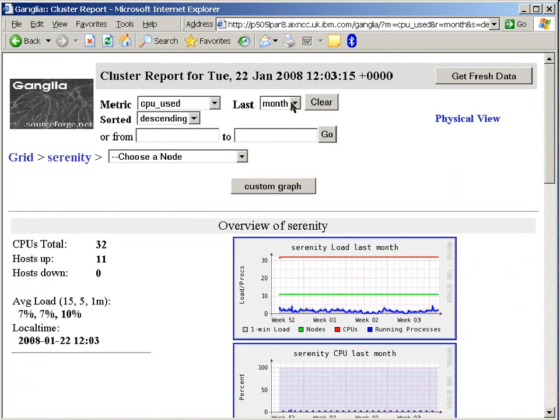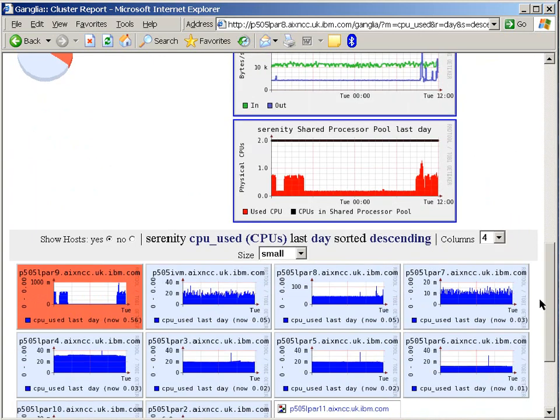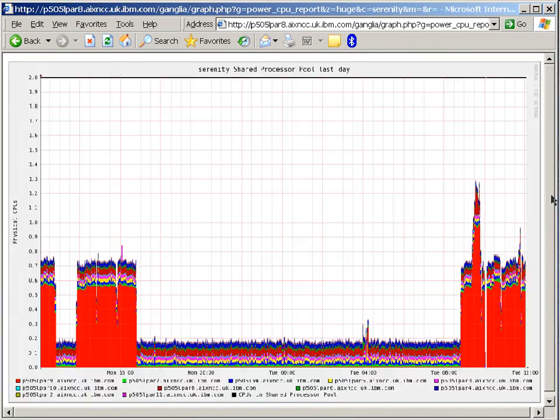Let's go back to, let's say, the last day, and this graph here shows us the shared processor pool. All these workload partitions here are working out of a shared pool, and we can see the overall shared pool. We have 2 CPUs in here, and we're peaking at just over 1.25. Any graph with a blue border around it, this is an add-on for Ganglia, and it means we can click on here and get a detailed graph.